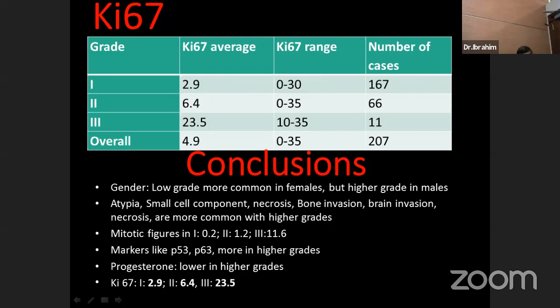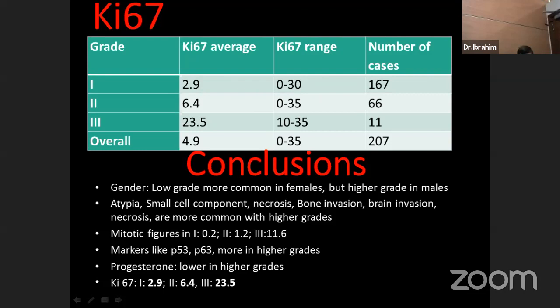I think it's probably going to change, because there's not much data, but our study confirms that Ki67 is really very important. In our study, low grade was more common in females, but higher grades are more common in males. Atypia, small cell component, necrosis, bone invasion, and brain invasion are more common as you go from lower grade to higher grade. Mitotic figures, and I think this is very, very important in my opinion.